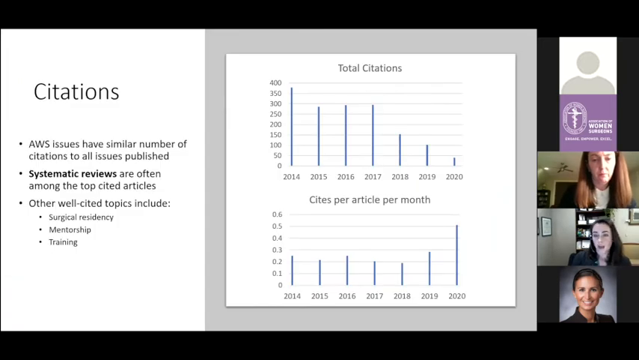When we look at the impact of the work that goes on around this, you can see that the total citations increase the longer a volume has been in print, but that when you look at the number of citations per article per month, we're pretty steady over time, with a recent sort of uptick in the 2020 volume. So that's exciting to think about how that might look in a couple of years. Our systematic reviews are often among our top cited articles, and other well-cited topics from this particular volume include residency, mentorship, and training.